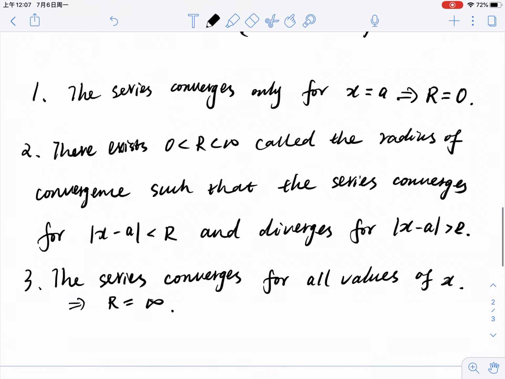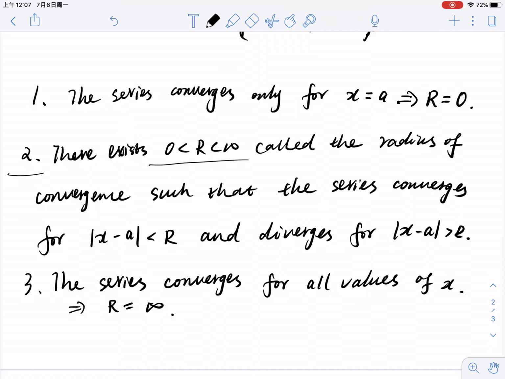Note that in the second case, R between 0 and infinity, we know the series converges for the absolute value of x minus a less than R, and diverges for the absolute value of x minus a greater than R. We need to check the convergence of the series at the two endpoints, a minus R and a plus R, separately.